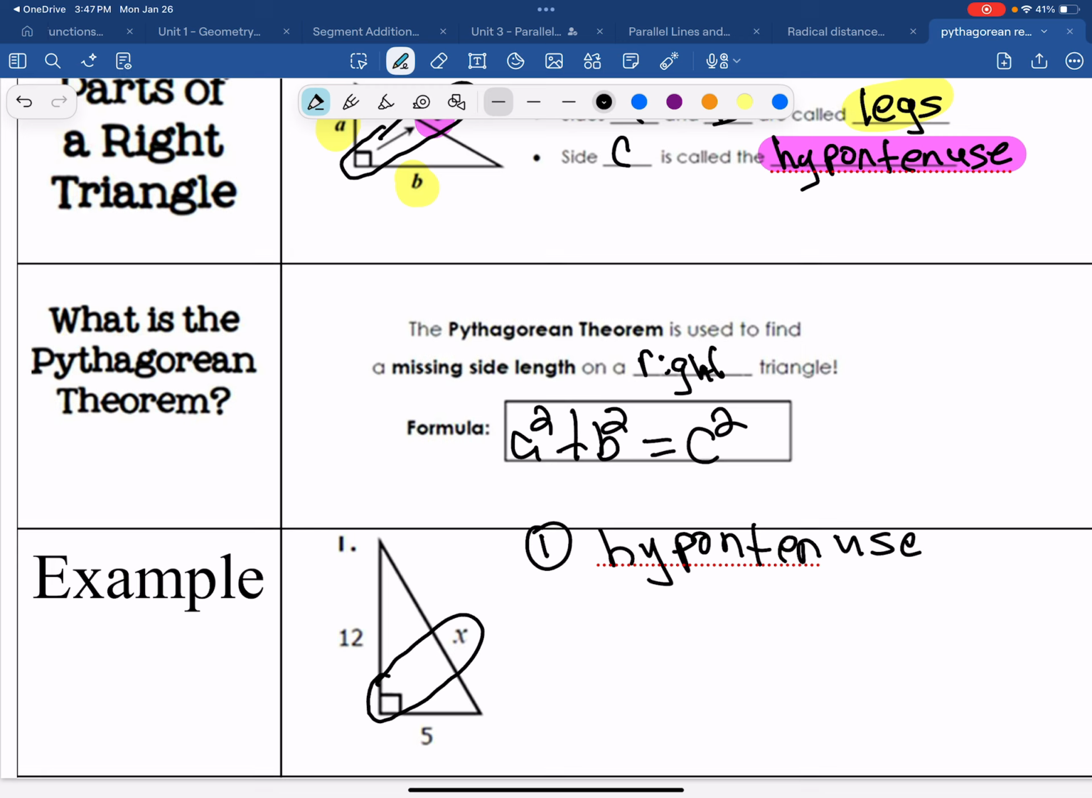Okay, so you start by just simply writing the formula. A squared plus b squared equals c squared. This is one of those formulas you must memorize. You've got to know it for the ACT. They will not give this to you.